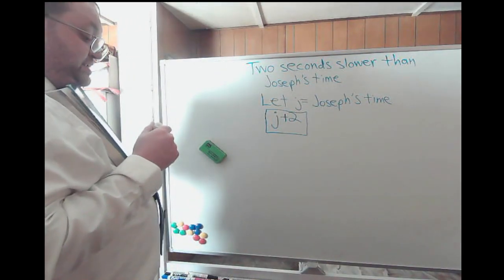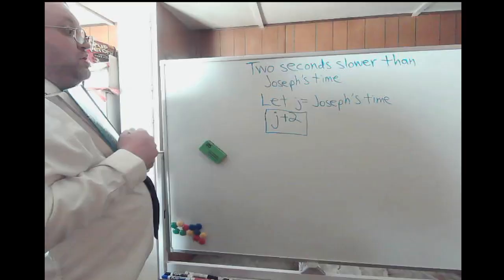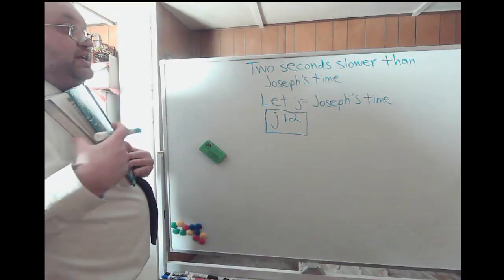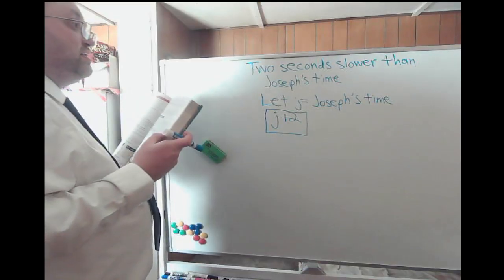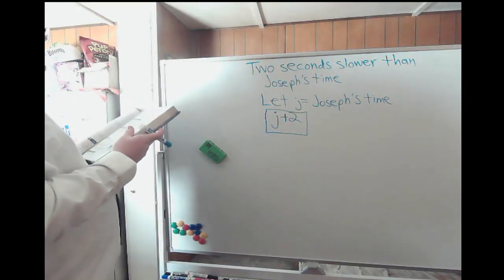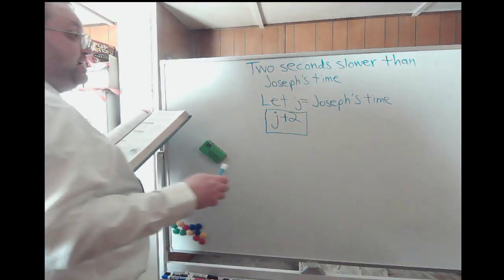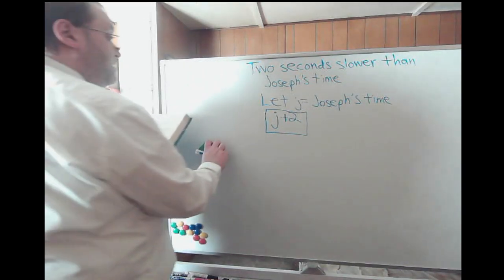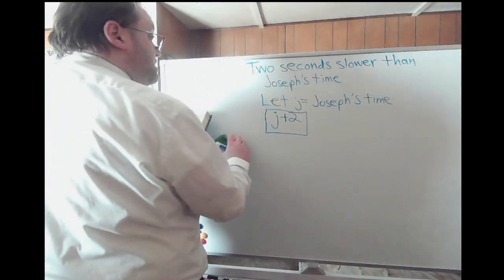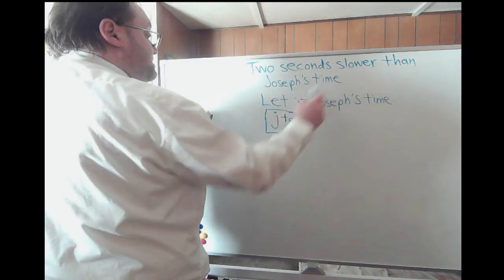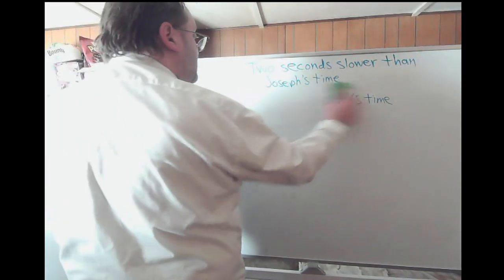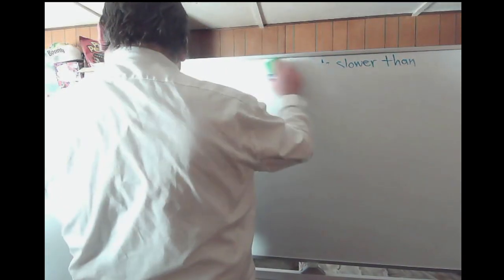Yeah, slower means it took more time, where if it were 2 seconds faster than Joseph's time, you'd be taking away 2 seconds. So whoever this is, or whatever they're competing against, the expression for that would be j plus 2. Because you have Joseph's time plus 2 seconds because it was slower than his time. Alright. Let's do a couple more here. We have 2 more examples.